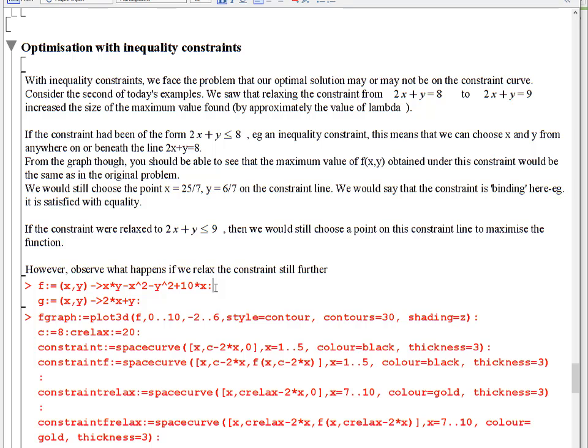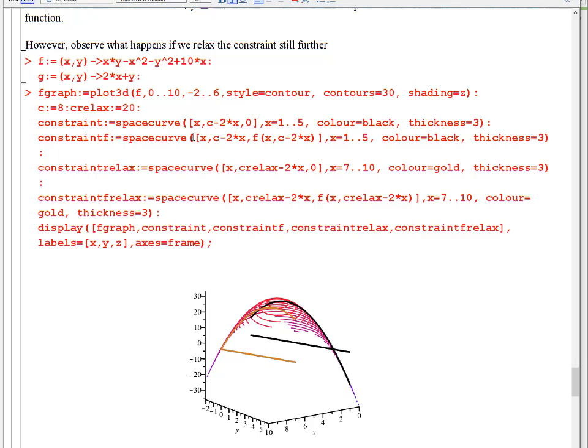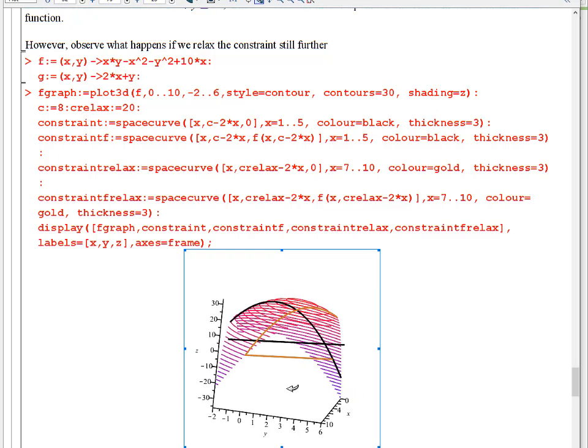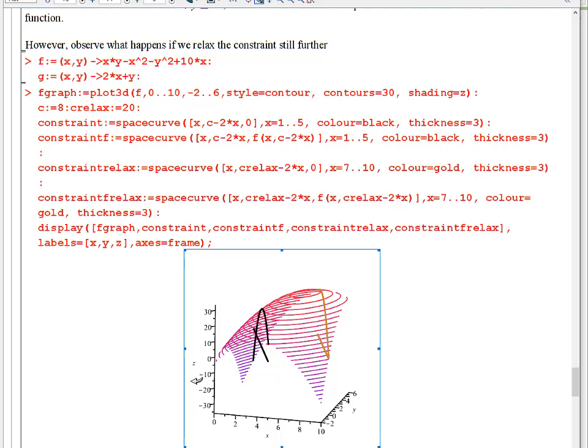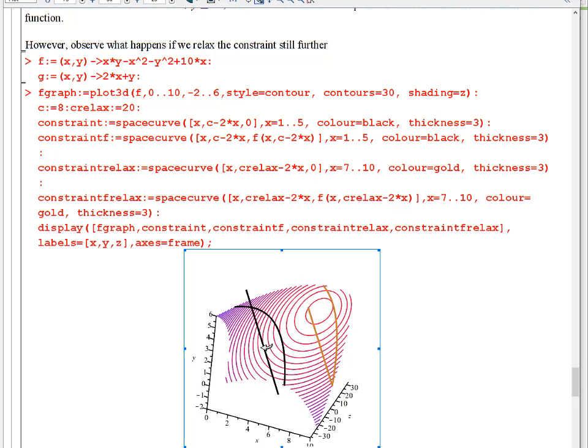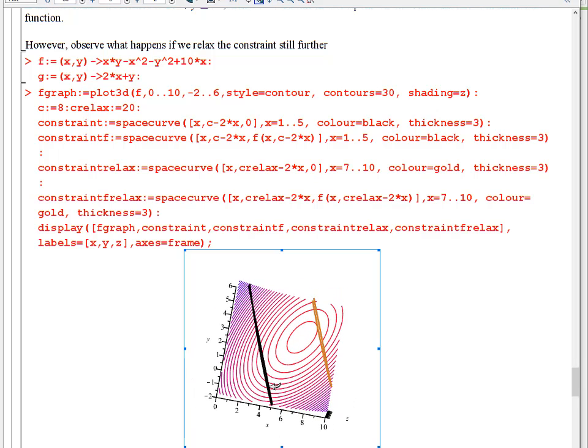So let's just define it all again. But this time, I've relaxed it all the way to 20. So here, in the first problem, you're allowed to have up to 8. Now we can have up to 20. So it's 2x plus y is less than or equal to 20.